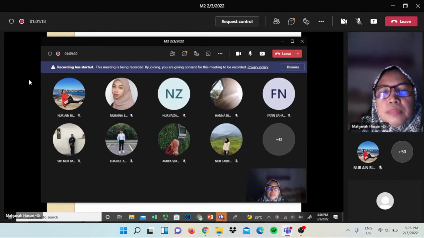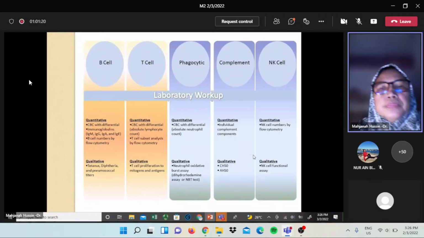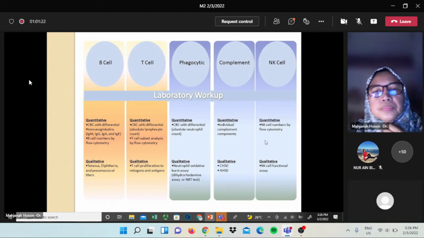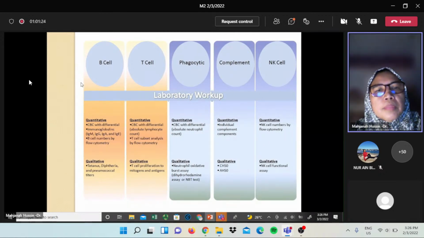With this one just now, remember that we have B cell, T cell, phagocyte, complement, and NK cell. Those are the immune system components. So what are we going to do with them when we are in the lab?